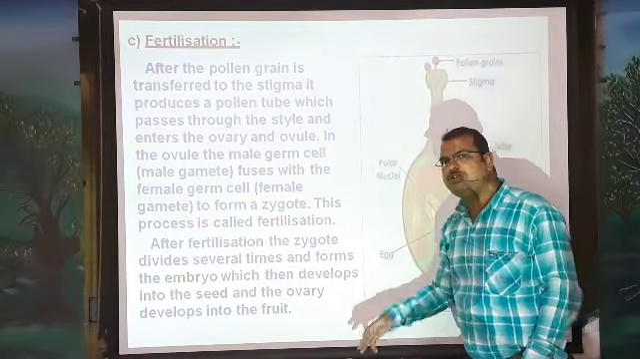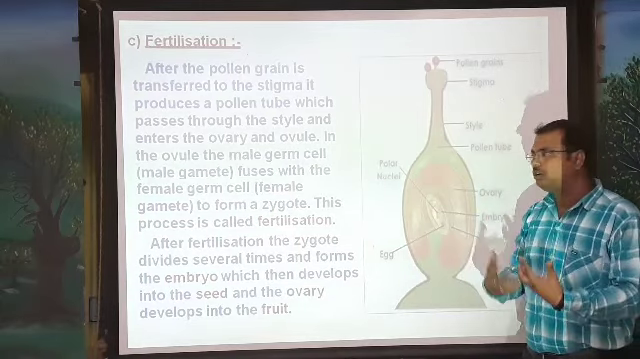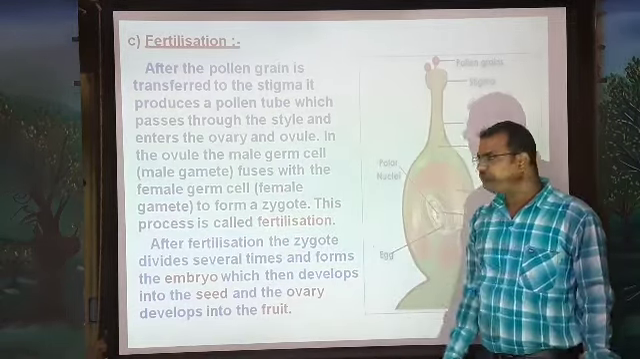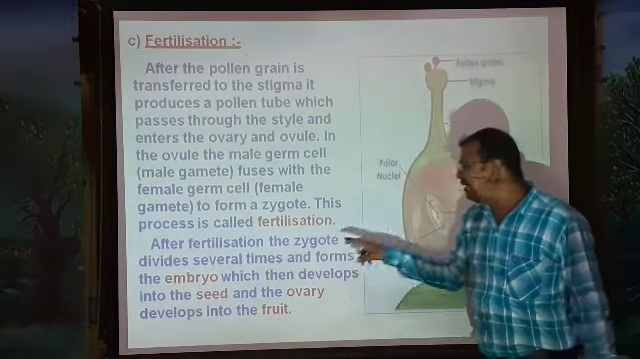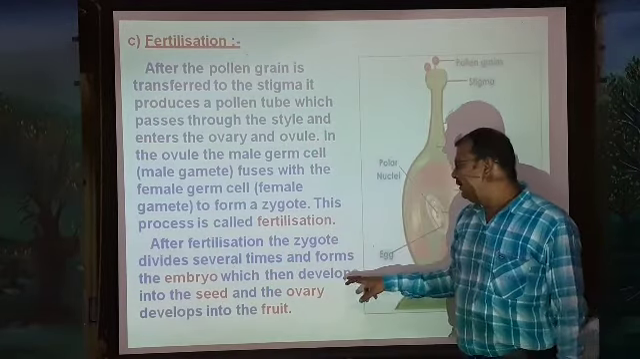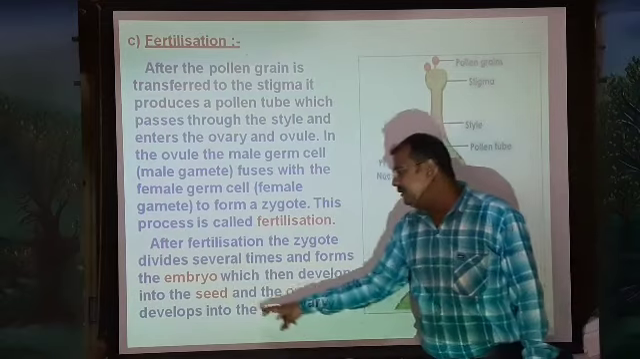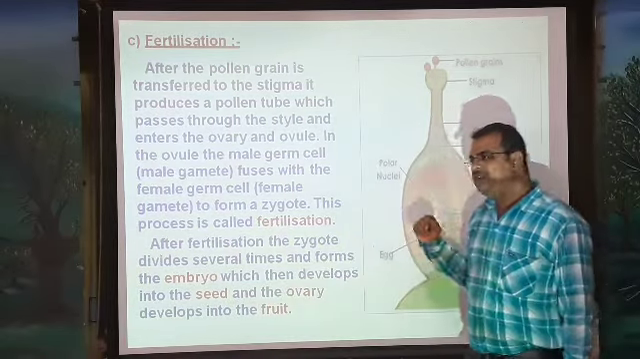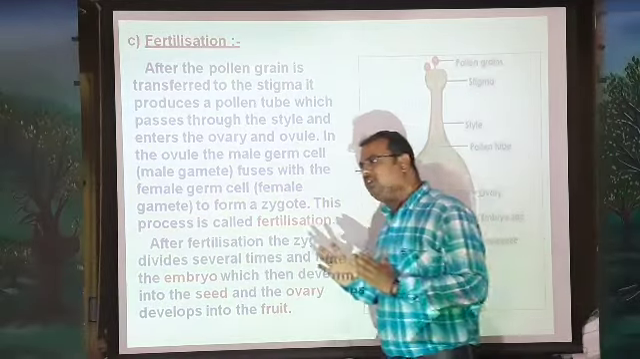After fertilization, what happens? After fusion of male and female gametes takes place, it forms a zygote. After fertilization, the zygote divides several times and forms the embryo, which then develops into the seed, and the ovary develops into the fruit. So this is how sexual reproduction takes place in plants.